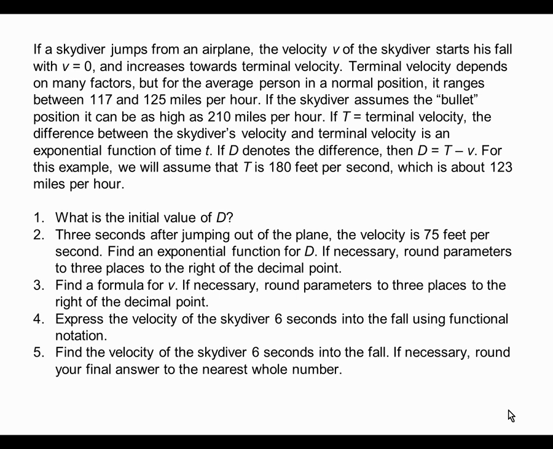So if capital T is equal to terminal velocity, the difference between the skydiver's velocity and terminal velocity is an exponential function of time t. So the difference is the exponential function. If d denotes the difference, then d is equal to T minus v, terminal velocity minus the velocity of the skydiver. For this example, we'll assume that terminal velocity, the T, is 180 feet per second, which is about 123 miles per hour. Here are our questions.